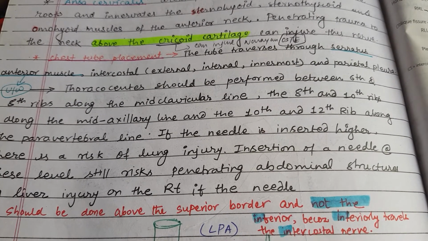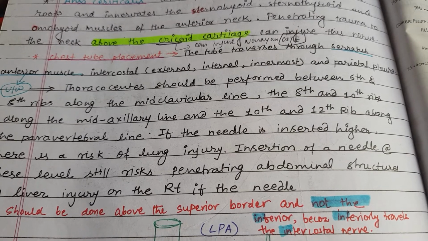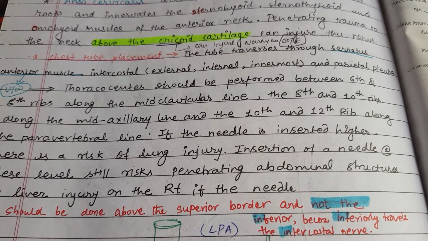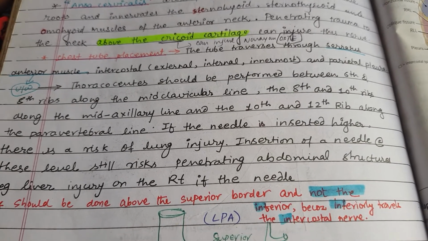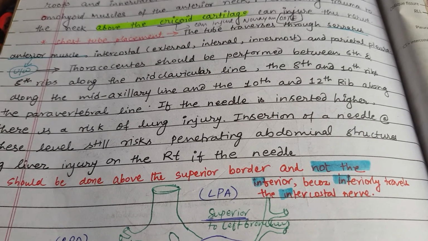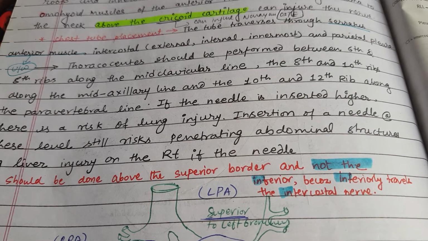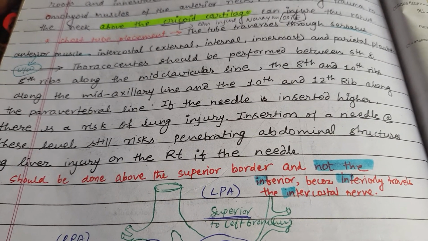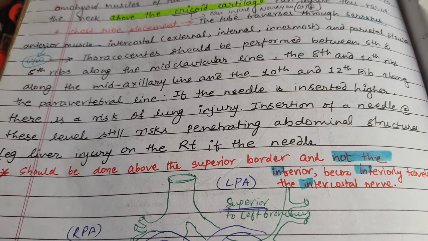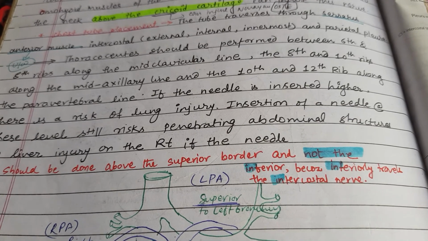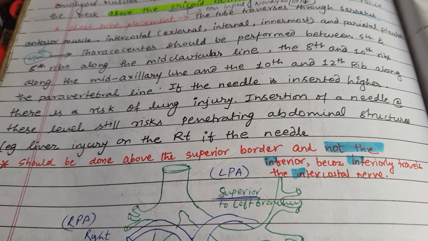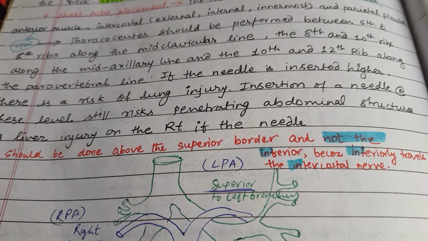Thoracocentesis should be performed between 6th and 8th ribs along the mid-clavicular line, 8th and 10th rib in the mid-axillary line, and 10th and 12th rib along the paravertebral line. If the needle is inserted higher, there is risk of lung injury. Okay, insertion of the needle at these levels still risks penetrating abdominal structures, for example liver injury on the right if the needle penetrates it. Okay, so it should be done above the superior border and not in the inferior border.